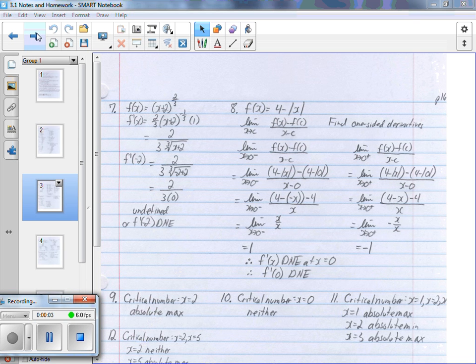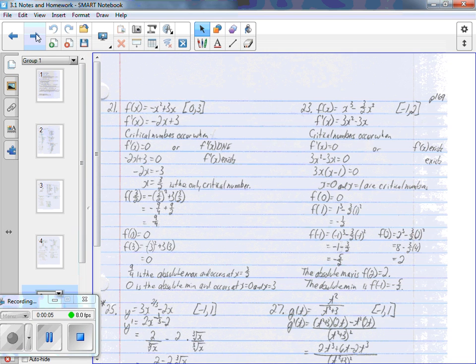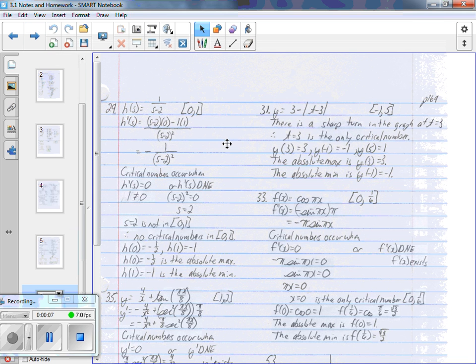All right, number 31 from section 3.1. What page is this on? Page 169. All right, 31. The directions say to locate the absolute extrema of the function on the closed interval.